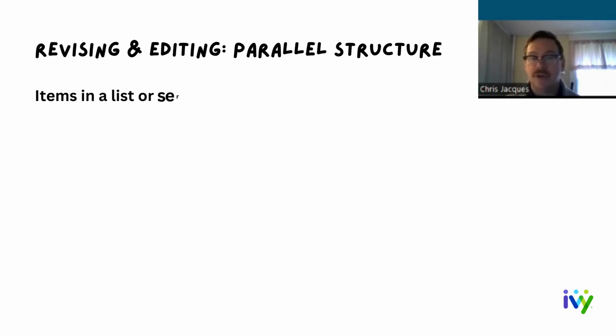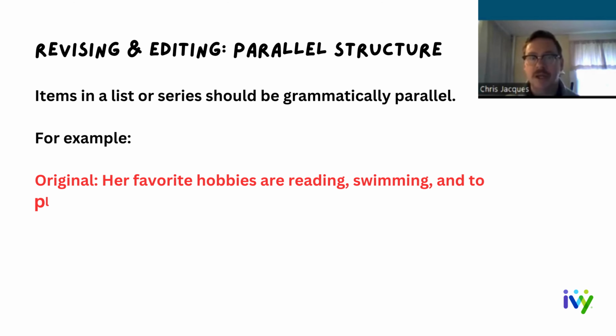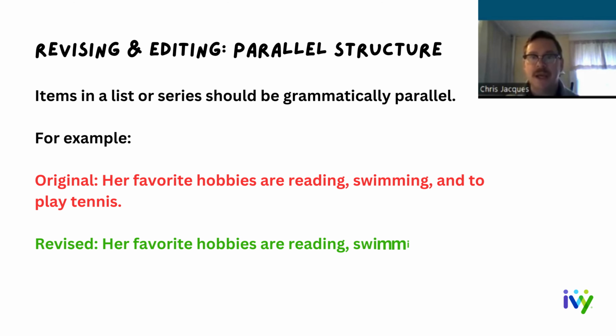All right, next we have parallel structure. So parallel structure means that you set things up in a sentence the same way in the beginning, the middle, and the end, or just in the first part and the second part. Right? So if we look at our original here: "Her favorite hobbies are reading, swimming, and to play tennis." Now, I want you to just edit that yourself. You're probably saying, Chris, well, why would you say "play tennis" when you just said "reading" and "swimming"? Well, you wouldn't, right? So what we're going to do is make them all match. We're going to say, "Her favorite hobbies are reading, swimming, and playing tennis." You notice how reading, swimming, and playing all end in "ing."